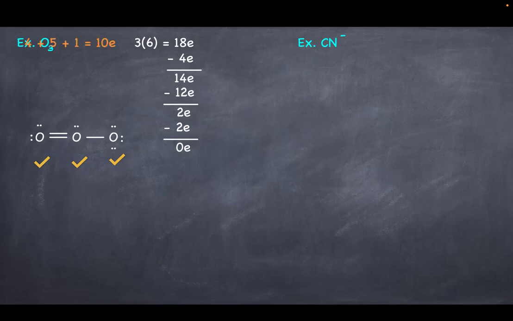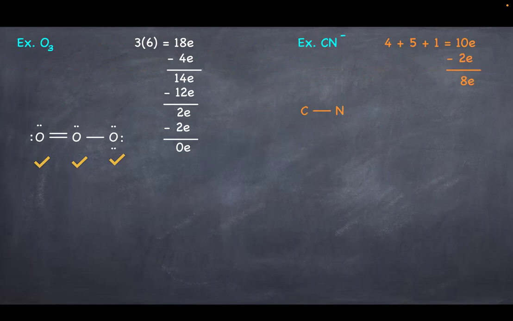Let's look at CN minus. So we do the same thing. We count the valence electrons. Just one thing is that there is a charge of -1. So that means there's an additional electron. So you want to make sure you add that 1 electron to the whole structure. So in total, we have 10 valence electrons. We do a single line between them, subtract 2. Now we have 8 electrons.